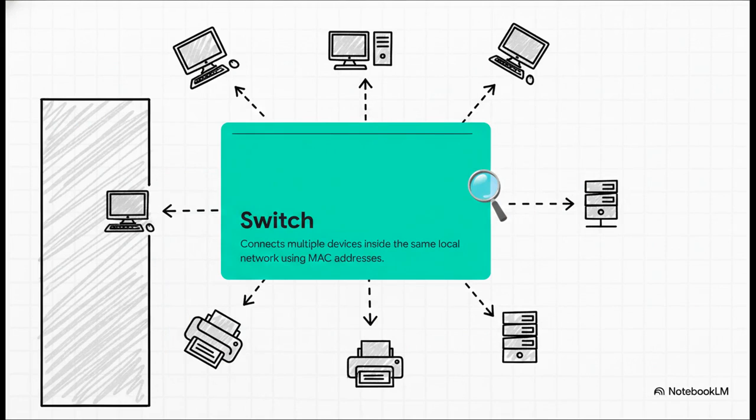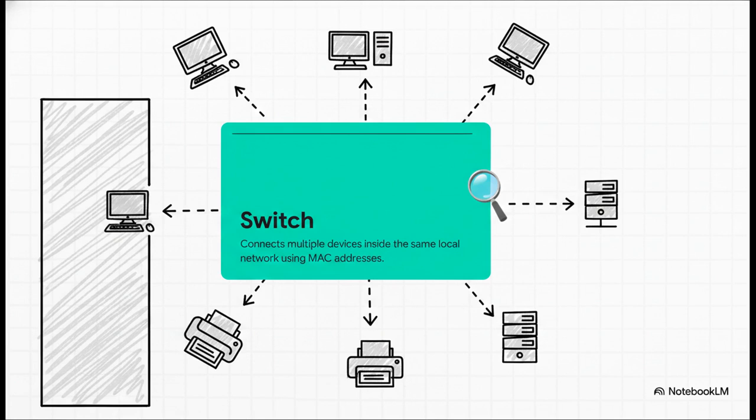Now, let's talk about the switch. Unlike a router, a switch connects multiple devices inside the exact same local network or LAN. If you picture a large company building, a switch is kind of like the internal office hallway. It efficiently connects computers, printers, and local servers together using things called MAC addresses.